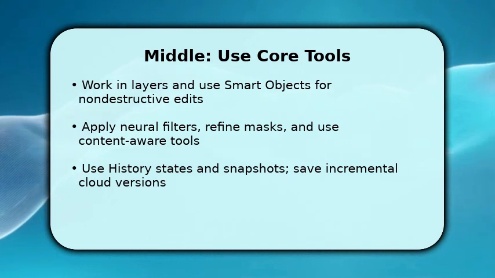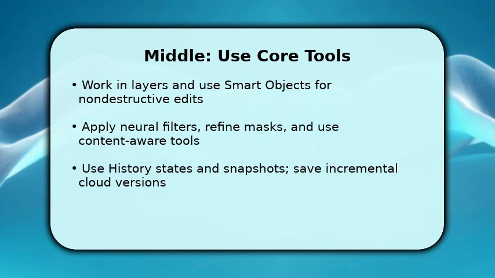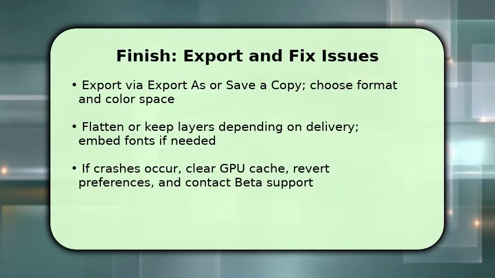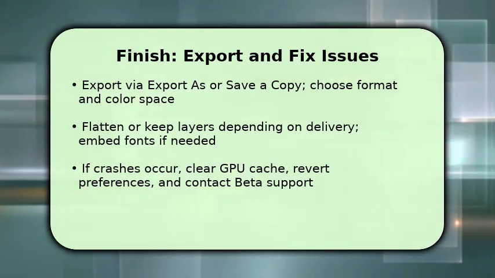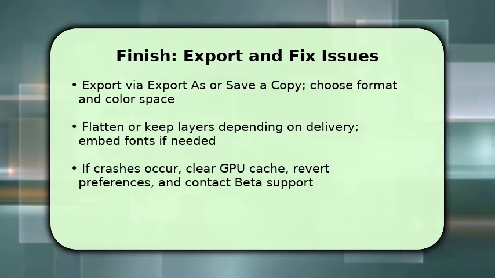Also create history snapshots before big changes and save incremental cloud versions so you can revert or compare iterations without losing work. You finish by exporting through Export As or Save a Copy, selecting format and embedding the correct color space so output matches intent.